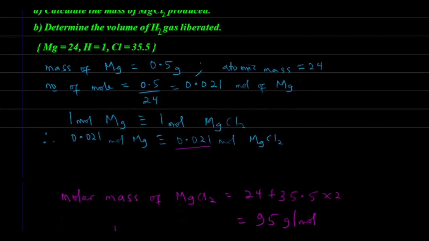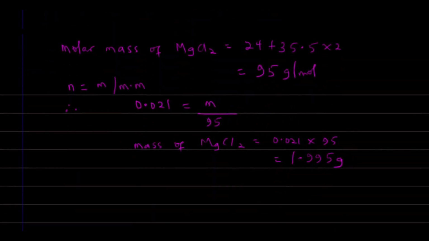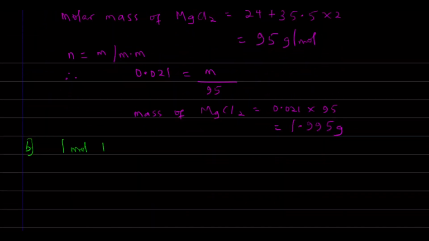The B part says that we should determine the volume of hydrogen gas liberated. Now, note that since we have calculated the number of moles of magnesium, which we are given, we can just compare from the balanced chemical reaction magnesium with respect to the hydrogen gas that is liberated. I can also compare magnesium chloride. Since I already know the mole of magnesium chloride, I can also compare that to hydrogen gas, but preferably let's use the one we are given in the question, which is magnesium. Then we say from the balanced chemical reaction, 1 mole of magnesium produces 1 mole of hydrogen gas.